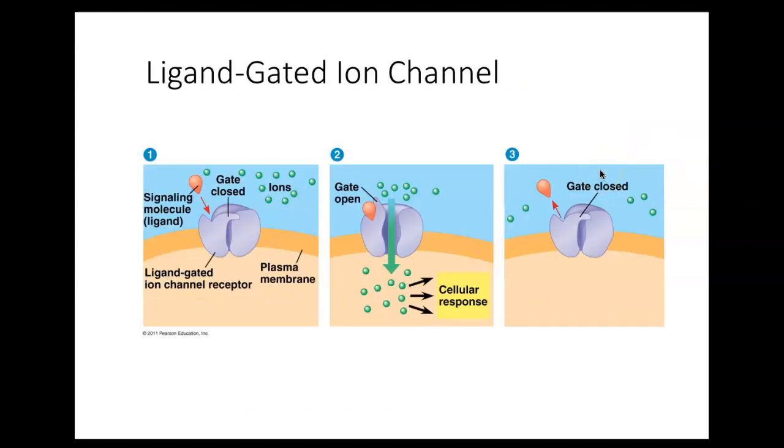All right, and then ligand-gated ion channels. This is the easiest one. This is my favorite one. Signaling molecule binds, gate opens, ions go through, gate closes. This is going to be important in things like sending a cellular response when a person is experiencing a pain stimulus. So when you go to the dentist and the dentist sticks a needle in your mouth, that is going to open sodium channels and a signal is going to get sent.